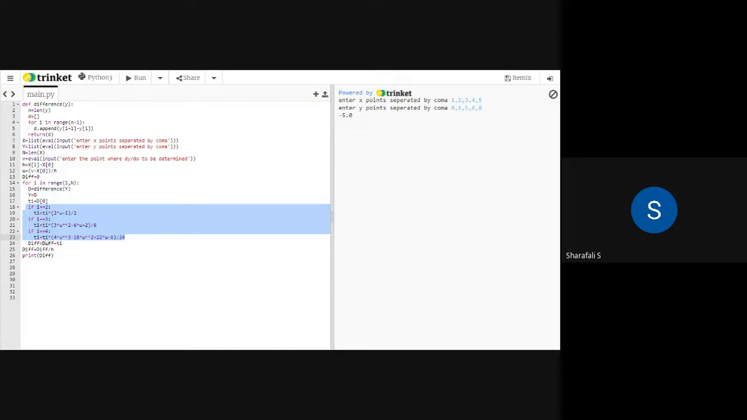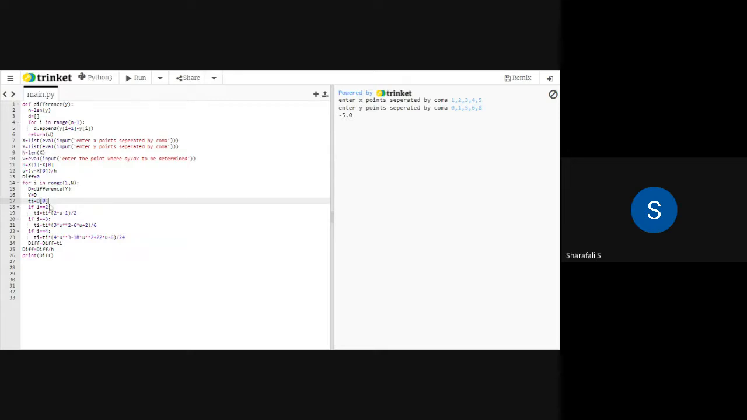All these conditions are failed, so that your differentiation will be equal to differentiation plus Ti. What is Ti? Ti is my D0. What is D0 when I equal to 1? D0 will be the first element of this list, that is nothing but delta Y0. Next time when I becomes 2, it will again consider Ti equal to D of 0.